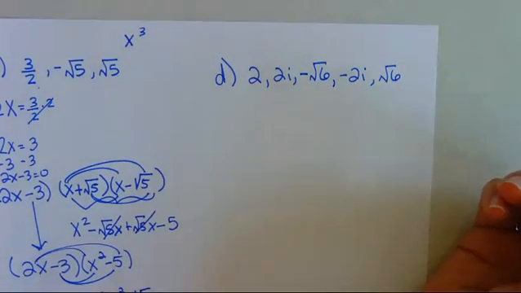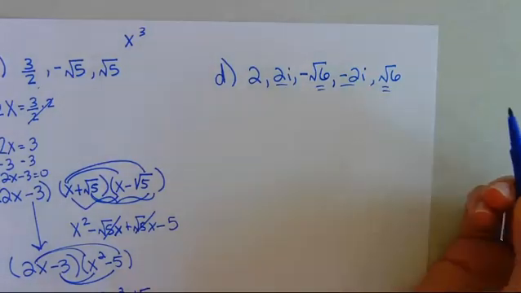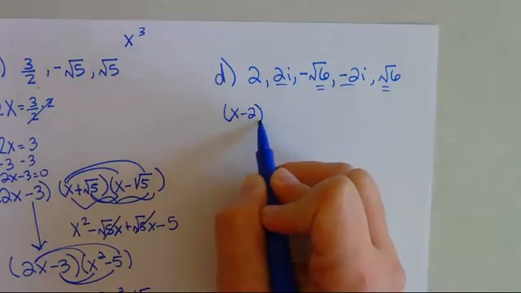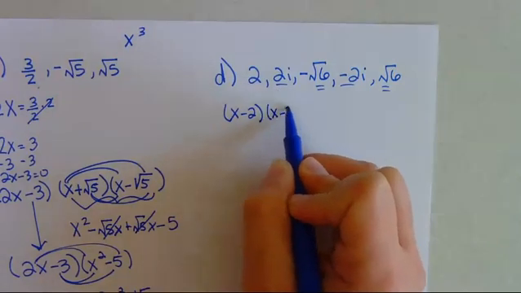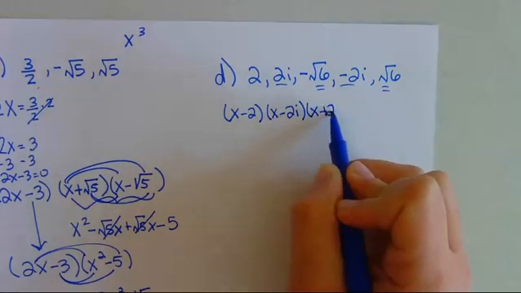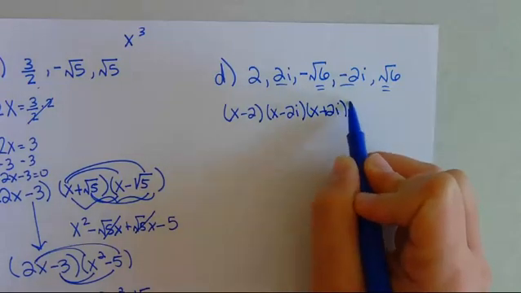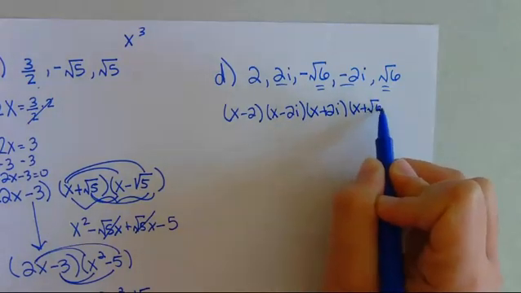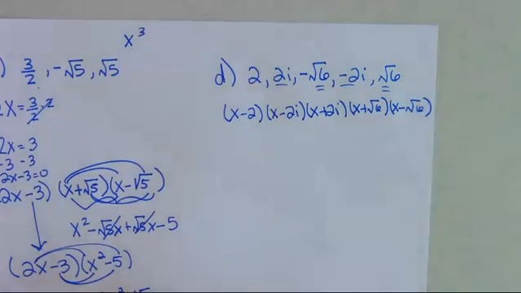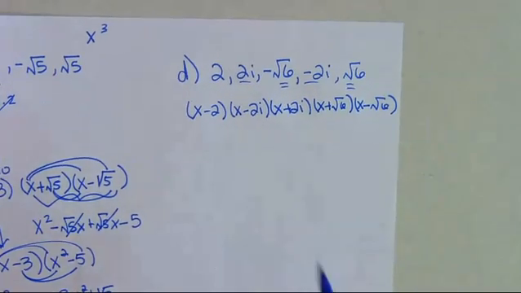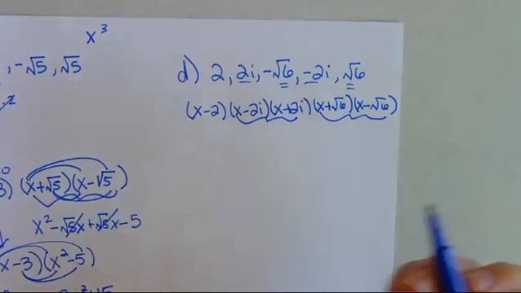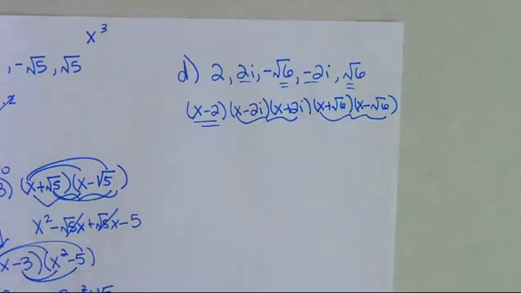So as we turn all of these into factors, kind of keep your conjugates together because we know we want to FOIL them. So this 2 is going to become x minus 2. 2i is going to become x minus 2i. Negative 2i is going to become x plus 2i. This negative radical 6 is going to be x plus radical 6, and this positive radical 6 will be x minus radical 6. All right, so I'm going to FOIL these conjugates together, I'm going to FOIL these conjugates together, and we're going to save this x minus 2 for the very end.